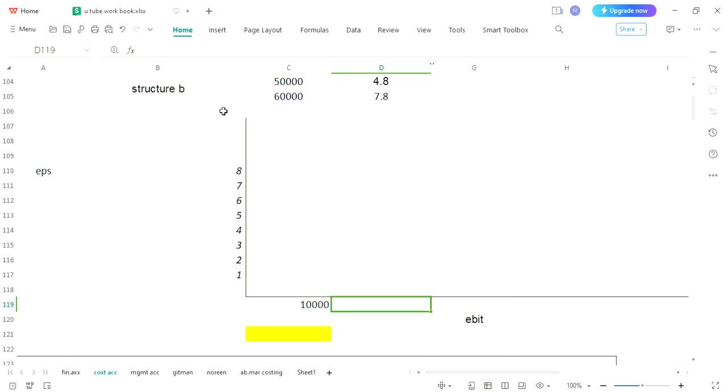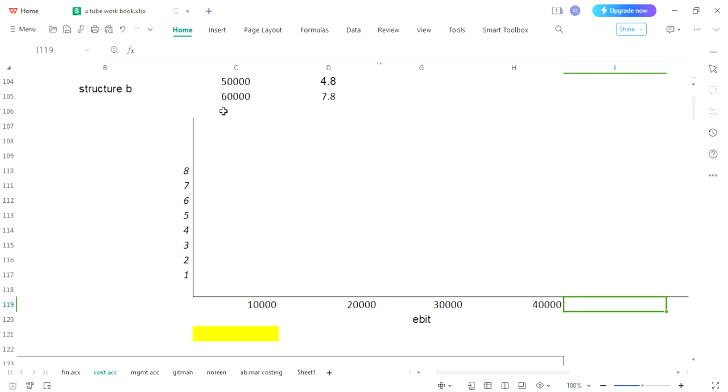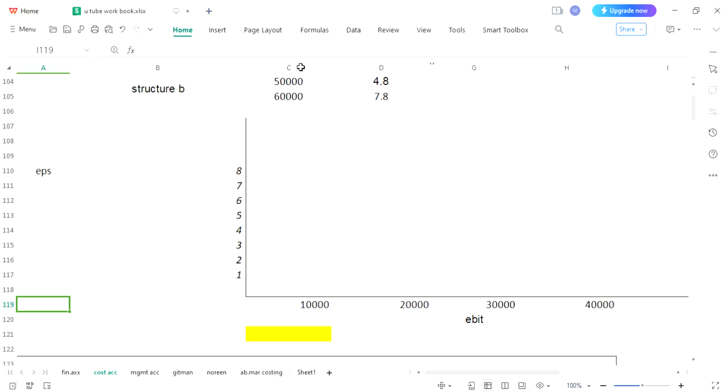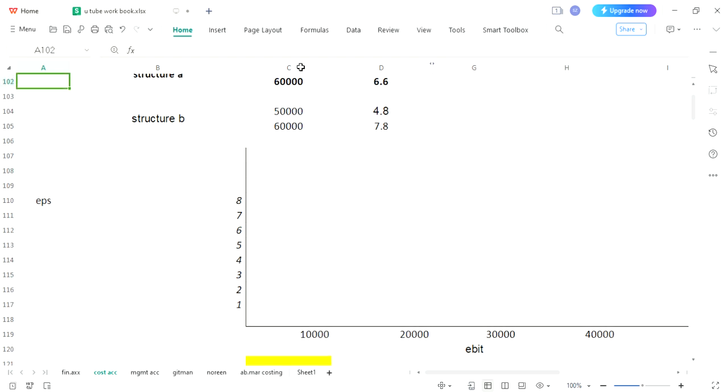and then 20,000. Then we have 30,000, 40,000, 50,000, and finally 60,000 would be put over here. So all EBITs are also being presented over here. Both inputs or attributes are now presentable. Let's start for structure A first.